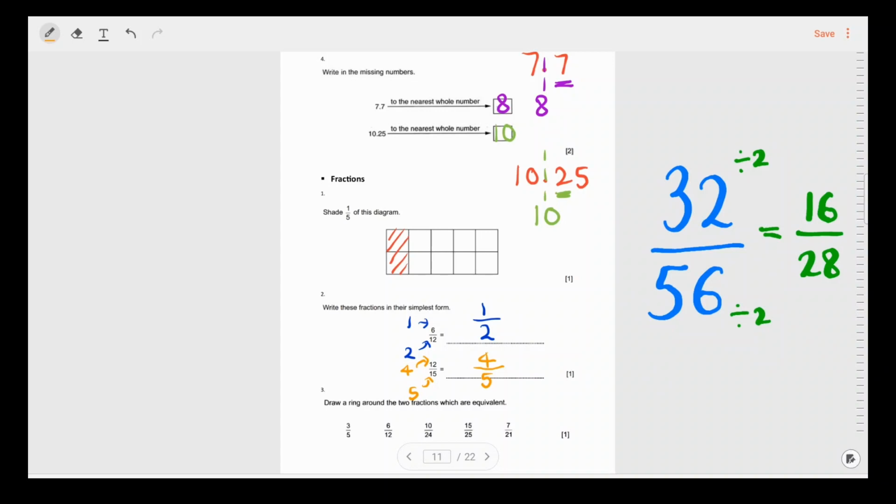So here then, in this case actually, we can say that these are both in the 4 times table, right? So this is 4 times 4. And this is 4 times 7, right? So we are left with the simplest form of this fraction, which is 4/7.